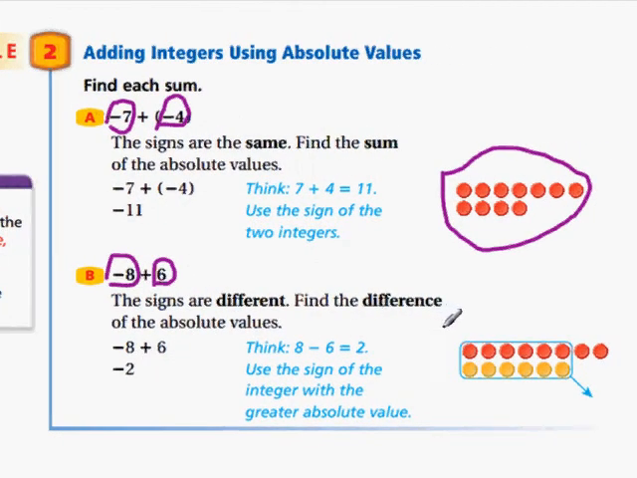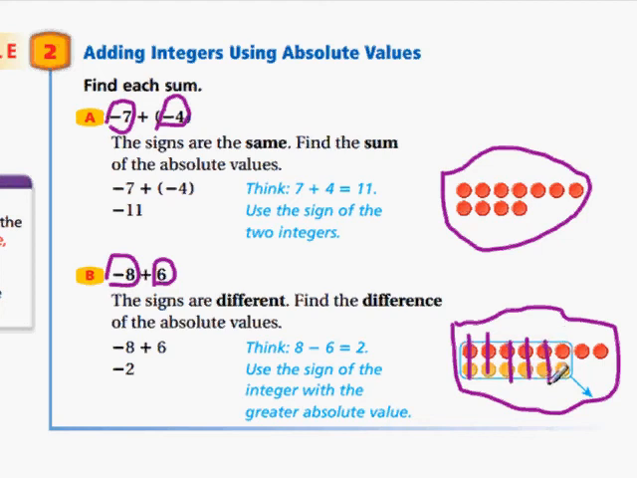I love what they did over here. This is a great way to think about it visually. So here we have our red chips being negative, our yellow chips being positive. There are 8 negative chips and 6 positive chips. A positive and a negative cancel each other out, right? -1 plus 1 is just 0, so all of these are just 0. But we do have 2 extra negative chips, so our answer is -2.